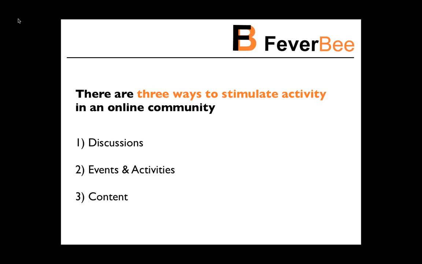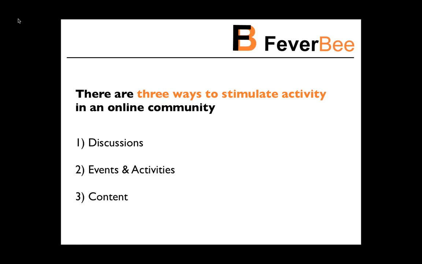So let's begin with stimulating activity. We know from a range of online communities and a lot of theory about how communities develop that there are generally three ways to directly stimulate activity in your online community. The first is to stimulate discussions in your online community. That is to come up with a good idea for a discussion, regularly stimulate them, then reach out and invite other people to participate in that discussion.